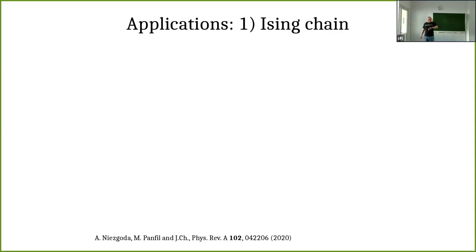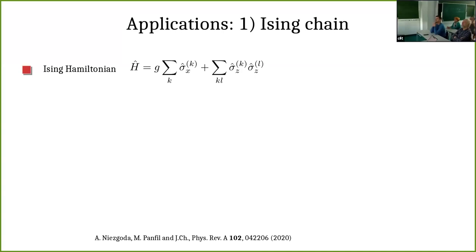Okay, so I'm left with 10 minutes maximum, so I will very briefly discuss maybe some of the most important work. The first one was done with Artur Niezgoda, who was a PhD student with me, and Miłosz Panfil, who is an expert at our faculty in solid state physics and spin chains. So you take a very simple system. You take an Ising Hamiltonian, so a two-body interaction between the nearest neighbors plus an orthogonal magnetic field, and you do the static problem.